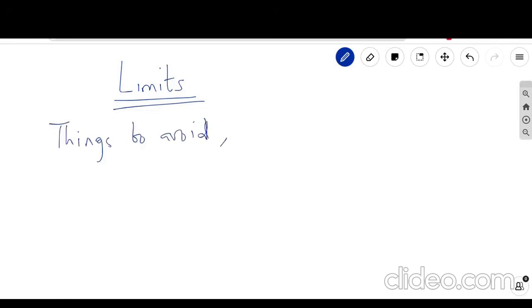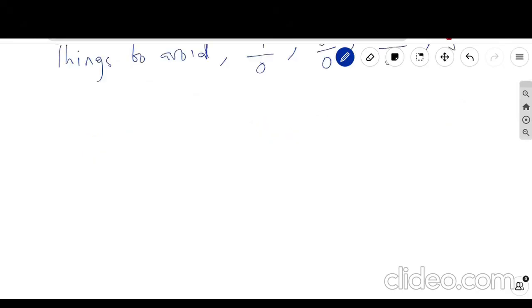We avoid anything over 0. We avoid 0 over 0, and we avoid infinity over infinity, and also a complex number. So these are things that we avoid when it comes to limits. Alright, so doing the first examples, I'll be solving some examples for us, and I want us to follow.